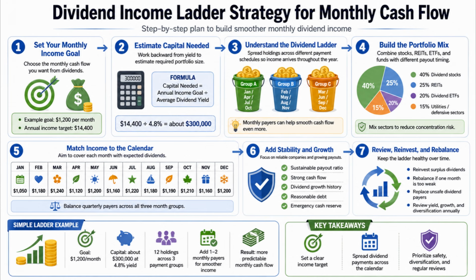Overall, the dividend income ladder strategy begins with setting a clear income target, estimating the required capital, spreading dividend payments across the calendar, diversifying among different investments, and regularly monitoring portfolio safety. The main objective is not simply to chase the highest yield, but to create a reliable, diversified, and sustainable income system that can support long-term financial goals.